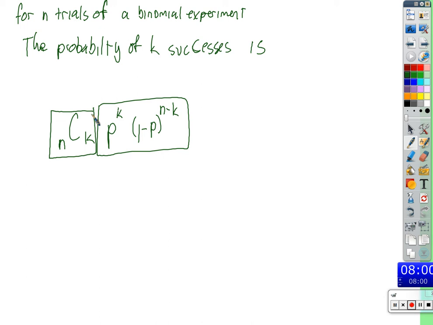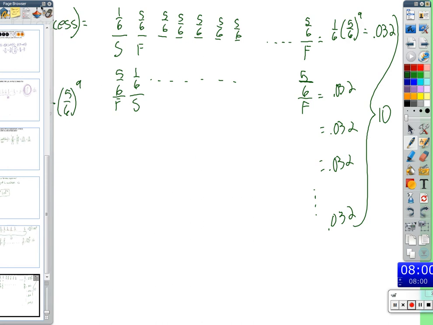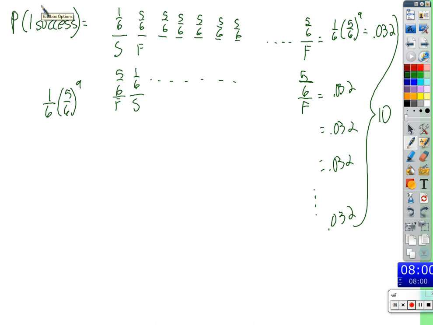That's how many ways our event could happen, that we could have one success, right? How many ways can we have one success? We just talked about it. 10, right? We can have a 5 on the first, second, third, whatever, all the way through to the 10th roll. So we multiply this by 10.